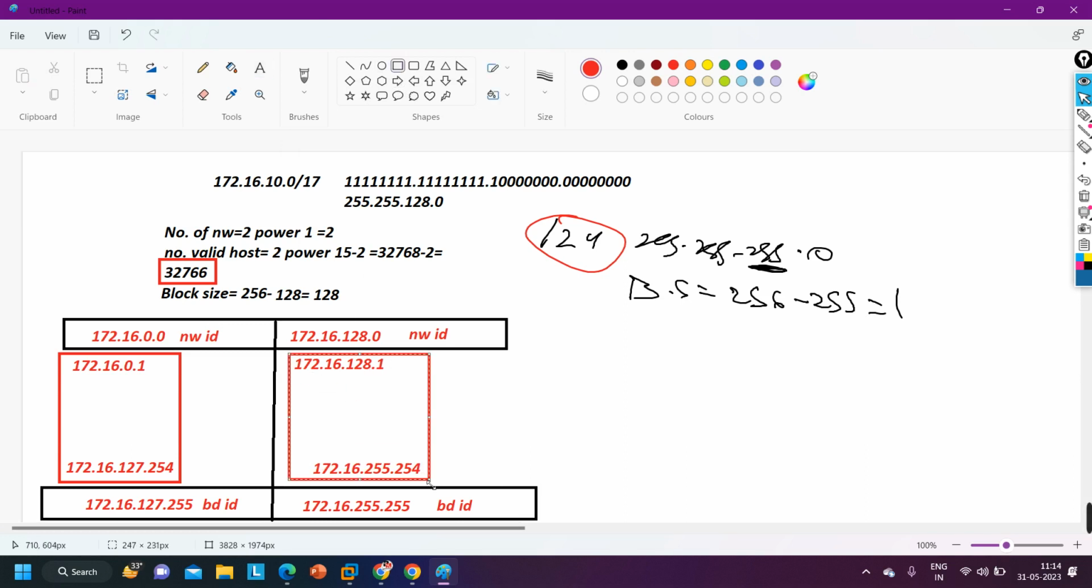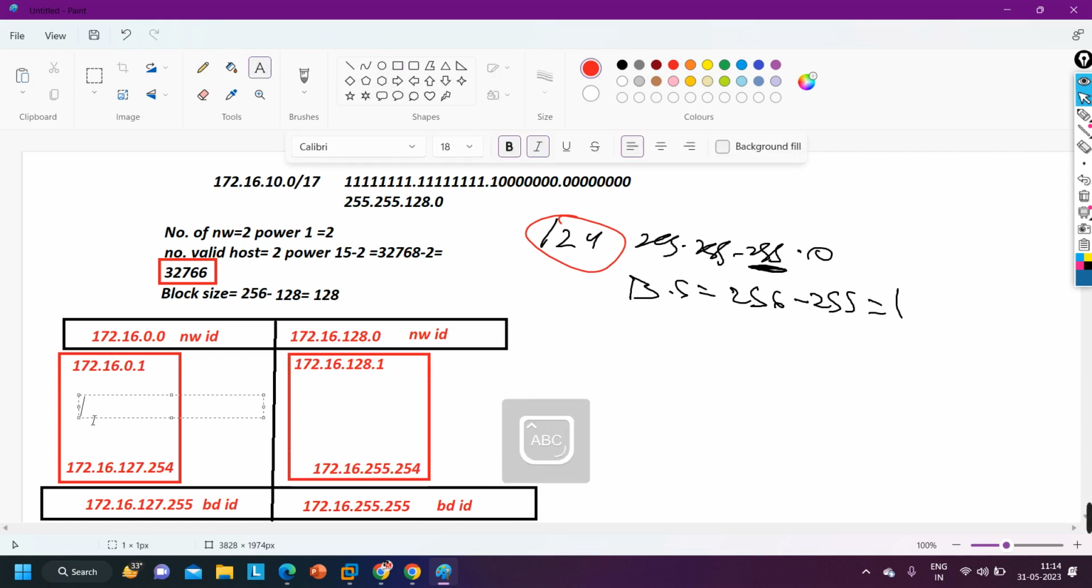Is it the same with the last network's last IP address? No, it's a second network. So these are valid IPs. How many IPs are in the first network? This one, 32766.